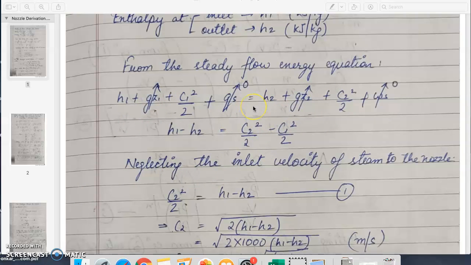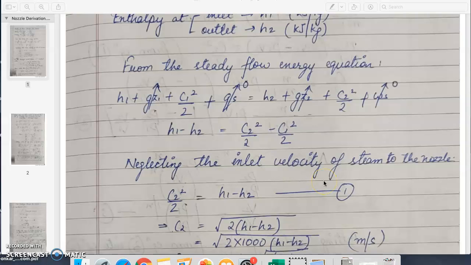That means the nozzle is considered to be horizontal. Then no heat is supplied, no heat is rejected, and hence this Qs is 0. And no shaft is connected, hence the shaft work is also taken as 0. The rest of the things are summed as this. So we get H1 minus H2 is equal to C2 square by 2 minus C1 square by 2.